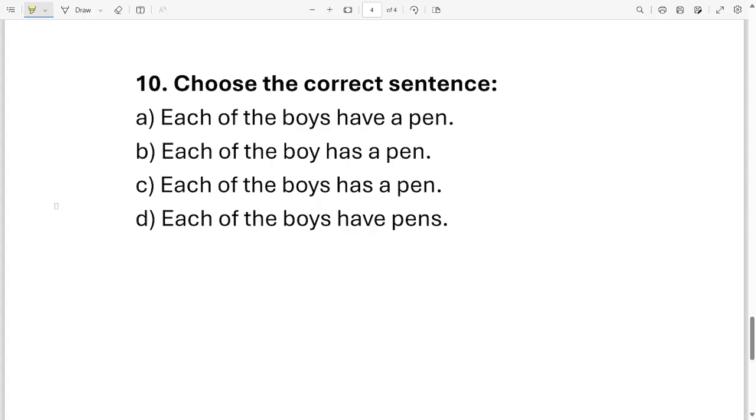Okay, coming back to the question, these are the four options. Which one is correct? Those who are saying option C are absolutely right. Well done. With that, we come to the end of this video.